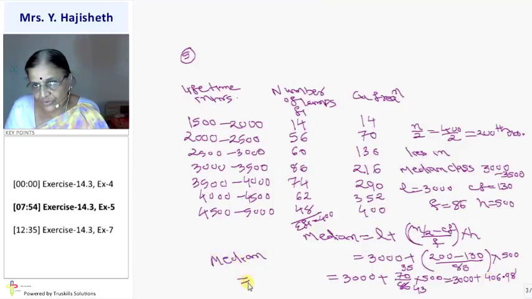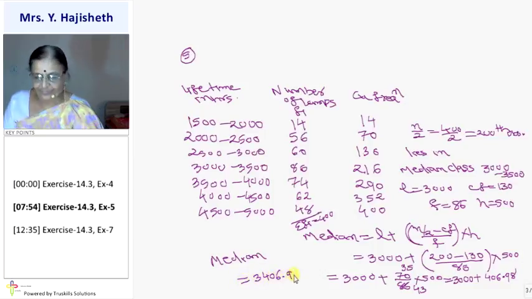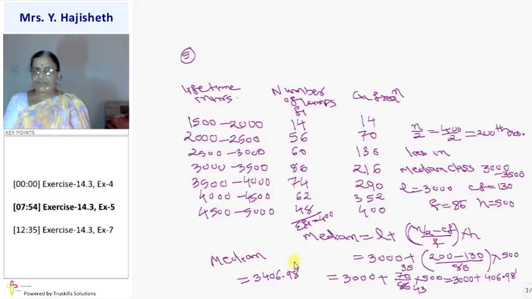So my median is 3000 plus 406.98, so 3406.98. This is the average lifespan, the median lifetime in hours of the 400 lamps of this given data. Okay.